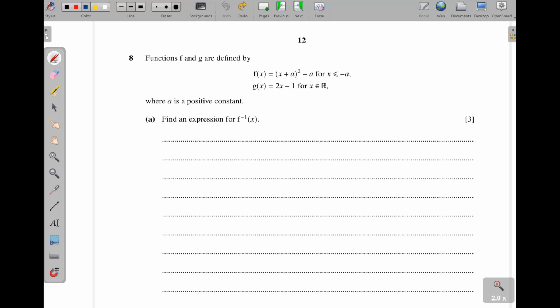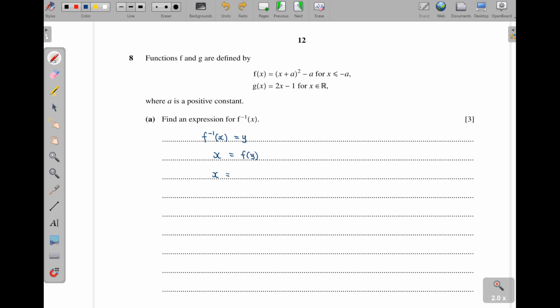Question 8 is coming from functions. They're saying functions f and g are defined by these ones here, where a is a positive constant. Find an expression for the inverse of f. Suppose my f inverse is y. That means when I take the f this side, x is going to be equal to the f of y, right? So that is the same as saying interchanging x and y.